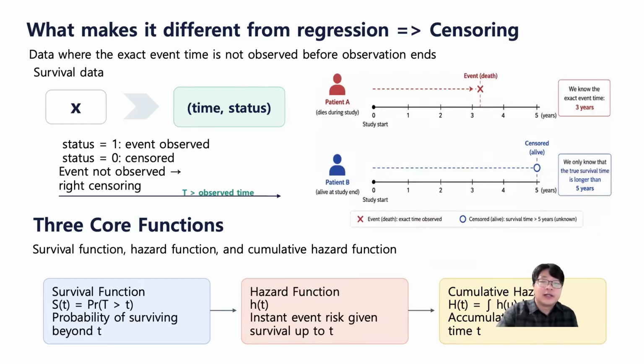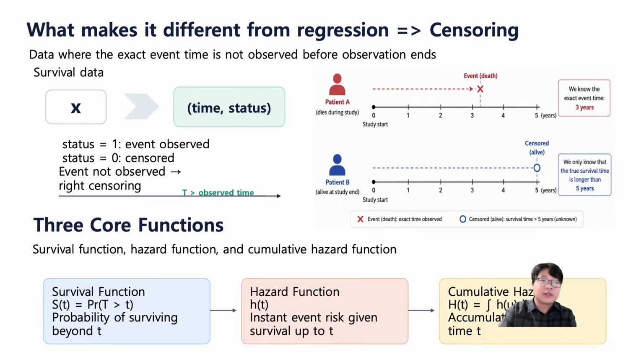Why is it different from regression? It's censoring. In ordinary regression, we usually have an input X and a clear target value Y. But in survival data, each sample is usually represented by an input X, an observed time, and a status indicator. If status equals 1, it means the event was observed. If status equals 0, it means the event was not observed before the observation ended. This case is called censoring. It is different from regression.